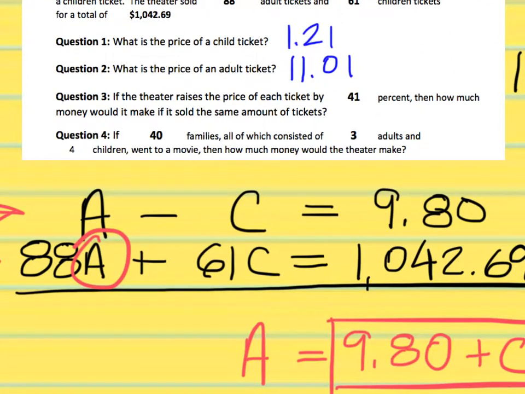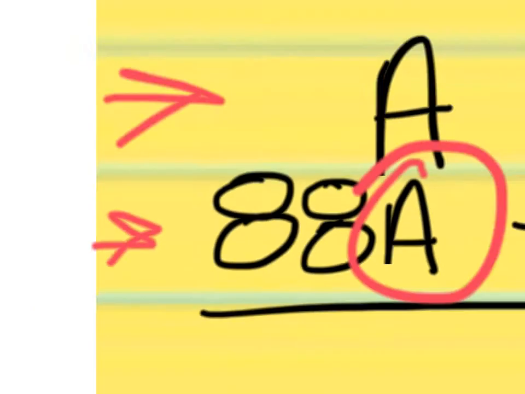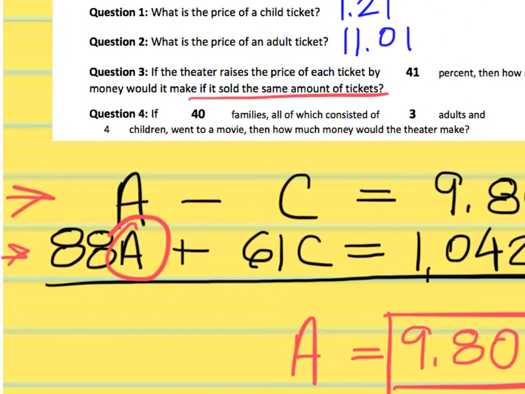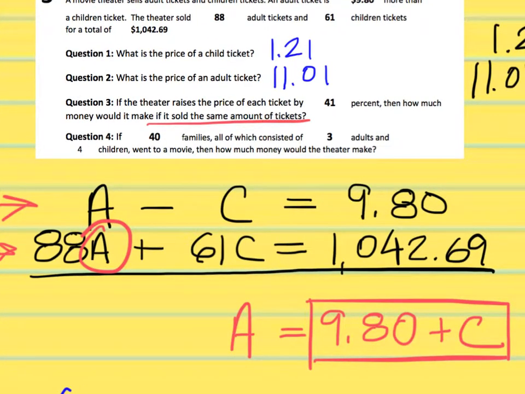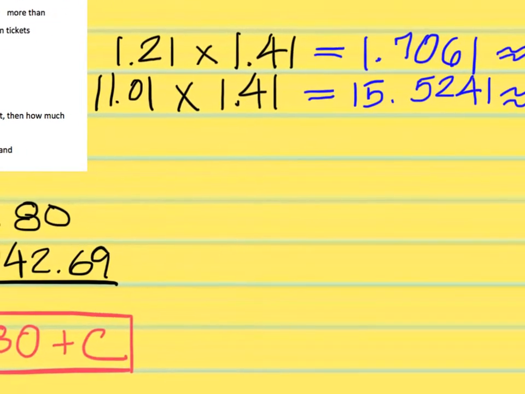The question is, if the theater raises those prices by that much, then how much money would it make if it sold the same amount of tickets? How many adult tickets did it sell? 88. How many children tickets did it sell? 61. So we have to use that over here.